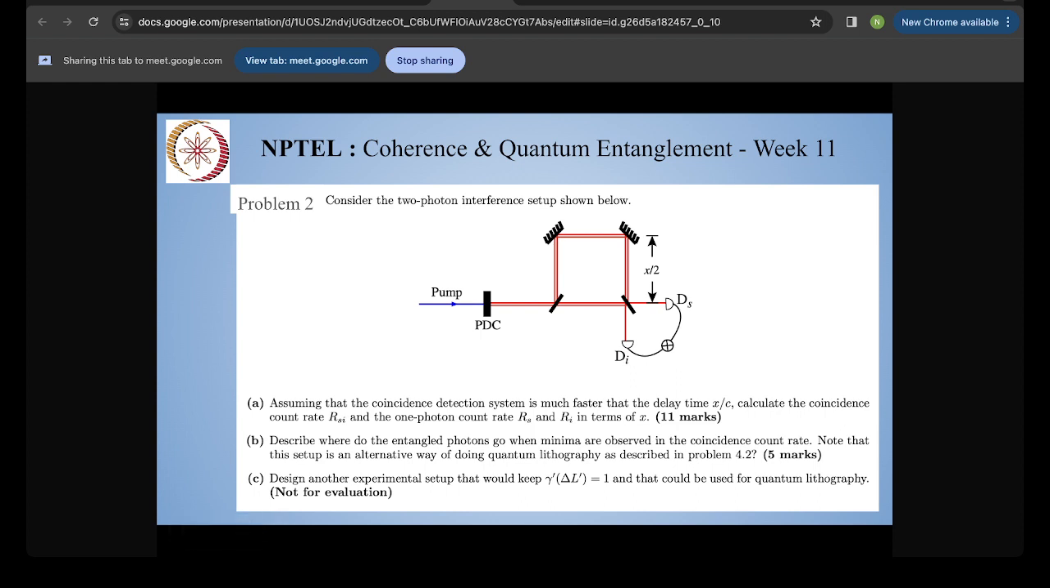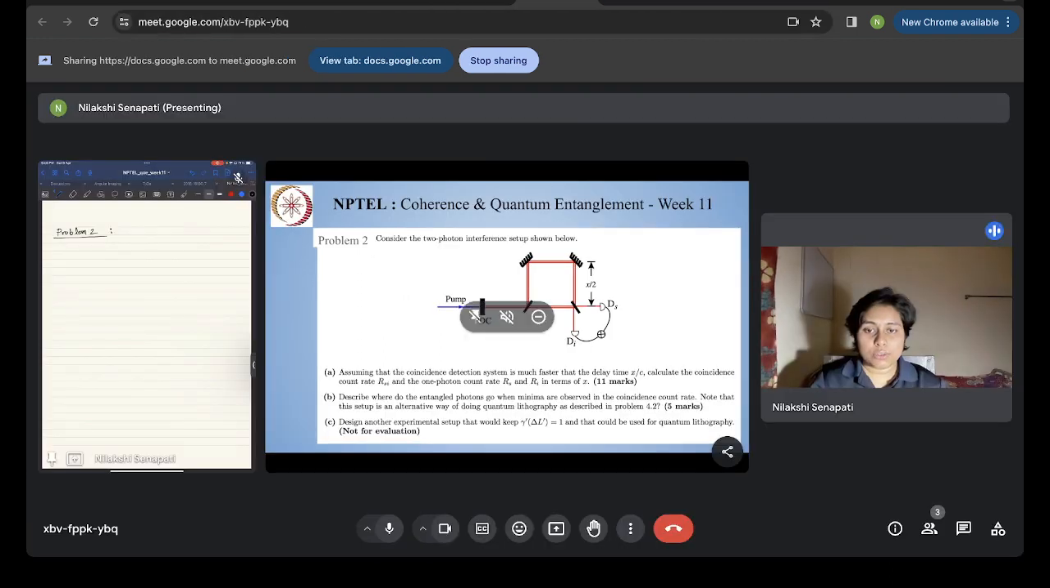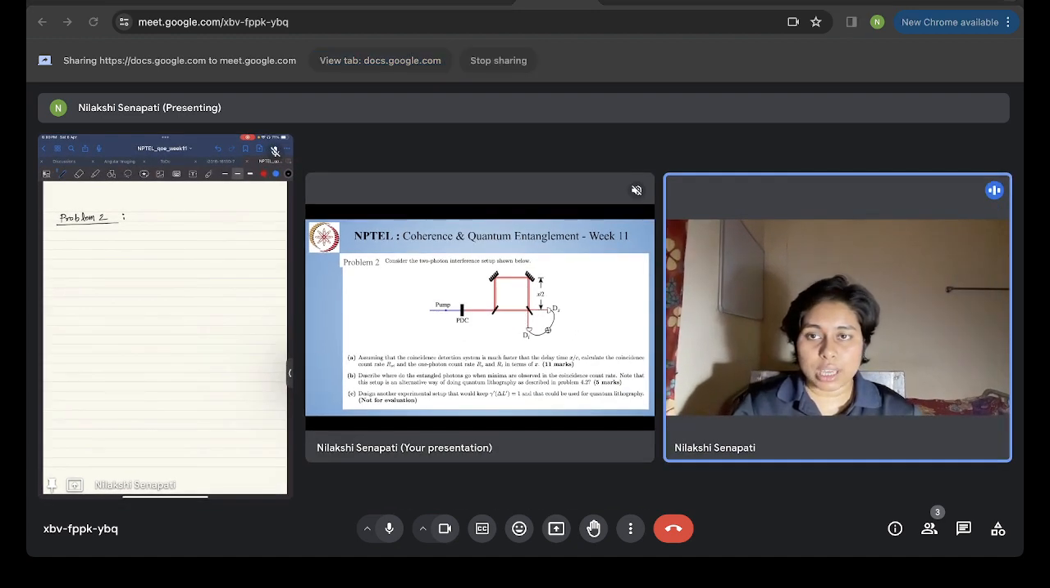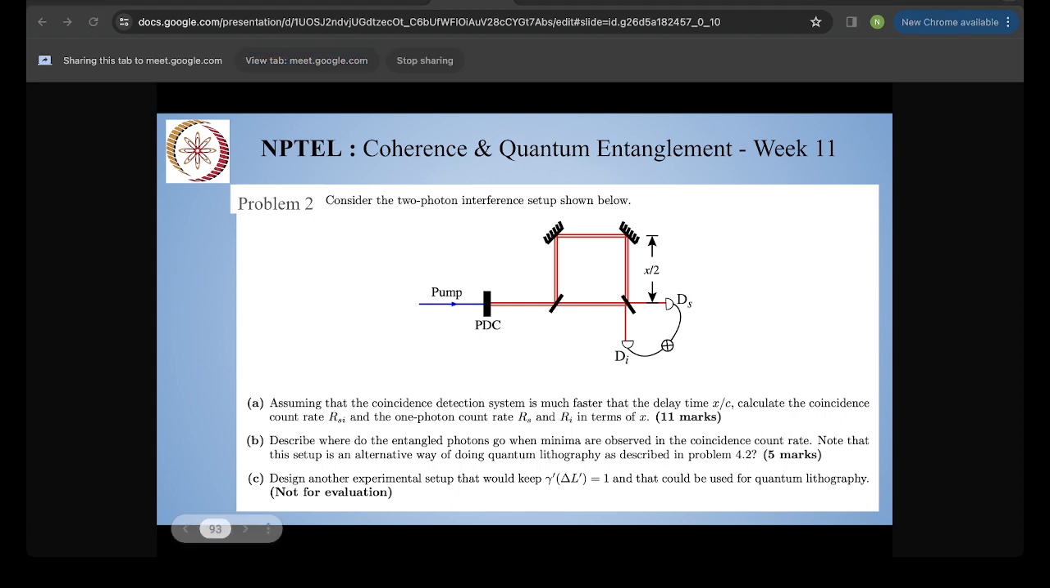It says: consider the two photon interference setup shown below. Part A: assuming that the coincident detection system is much faster than the delay time x by c, calculate the coincidence count rate RSI and the one photon count rates RS and RI in terms of x. First, we'll follow the steps. We need to find delta L, delta L dash and all those things, to get RSI, and then of course we need to calculate RS and RI from this RSI. This is a one photon count, and we already learned how to do that in the previous day's discussion. I will follow all of them one by one, but let me show you the figure first.